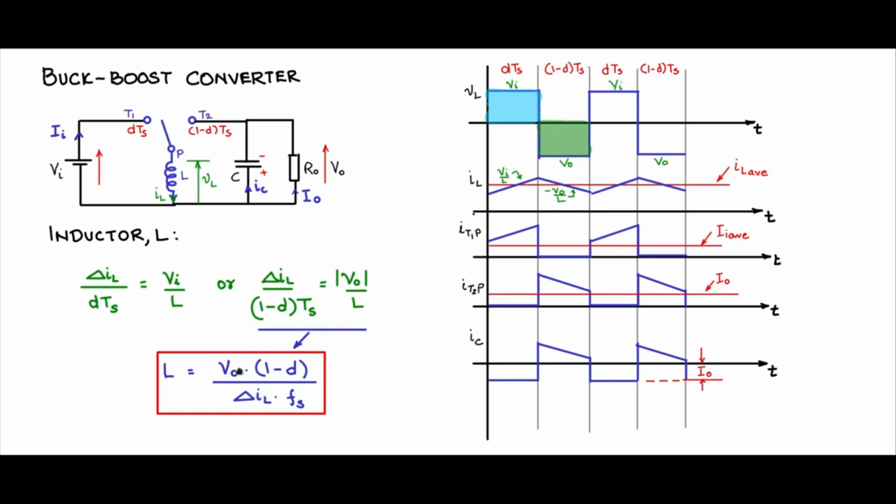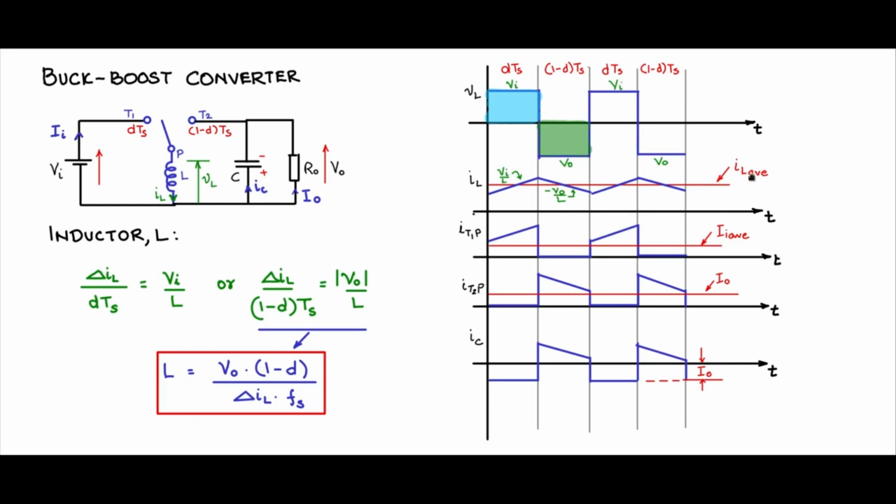All values are known. V naught is coming from the output specification, D is coming from the input output voltage relationship because input is specified, output V naught is specified, D can be found out. Fs is the designer parameter. Designer will choose the frequency of operation of the switches for the buck boost converter, and delta IL, as before, you take it as 10% of whatever this IL average is.